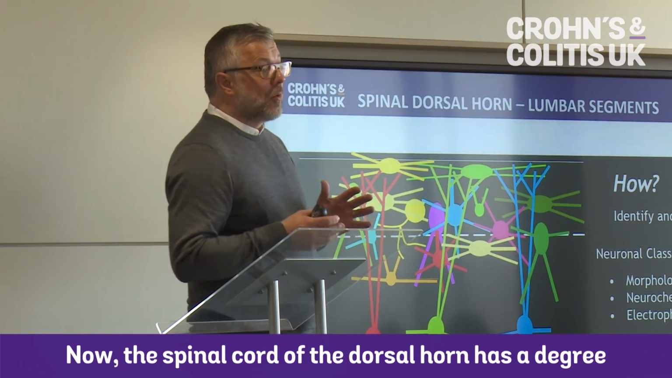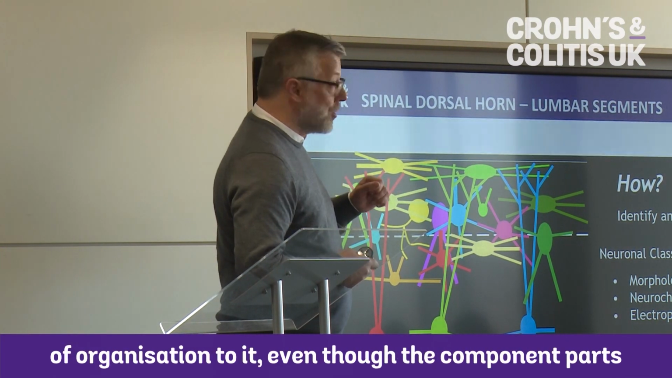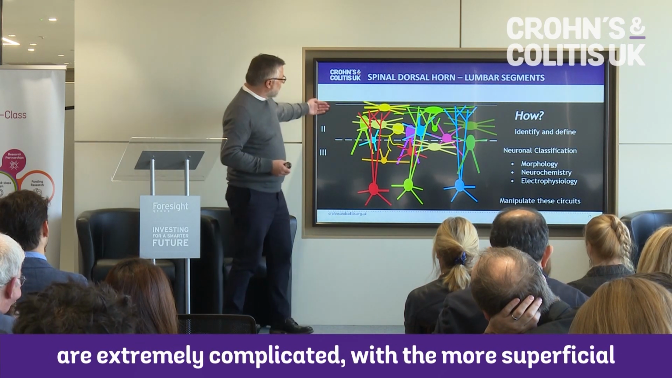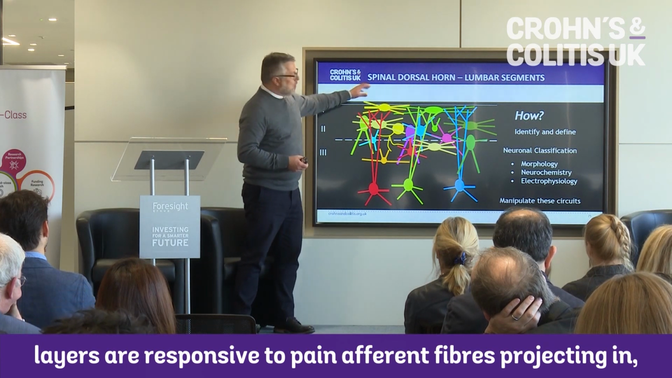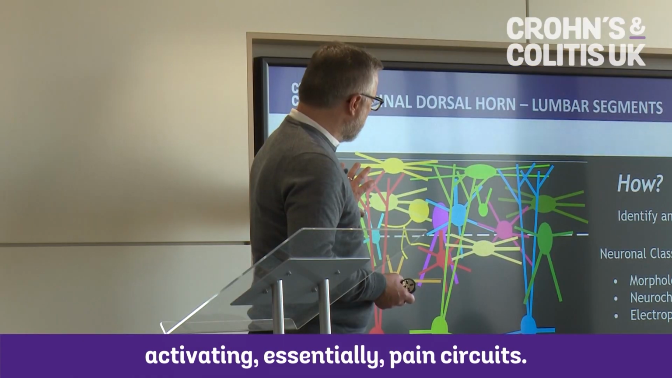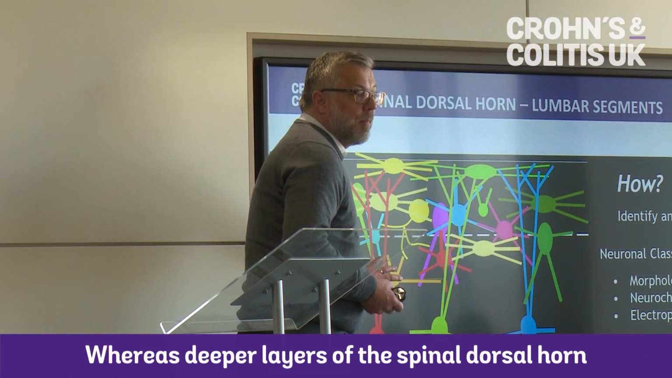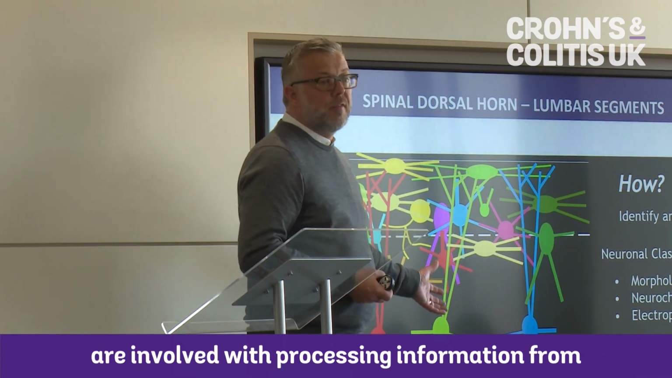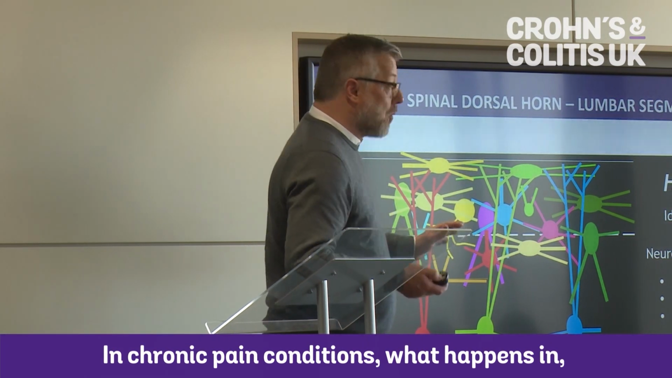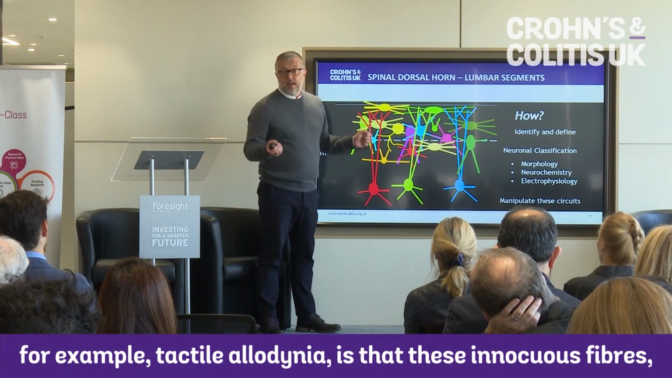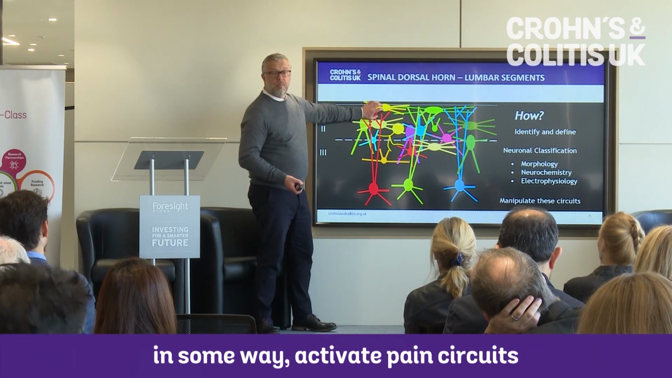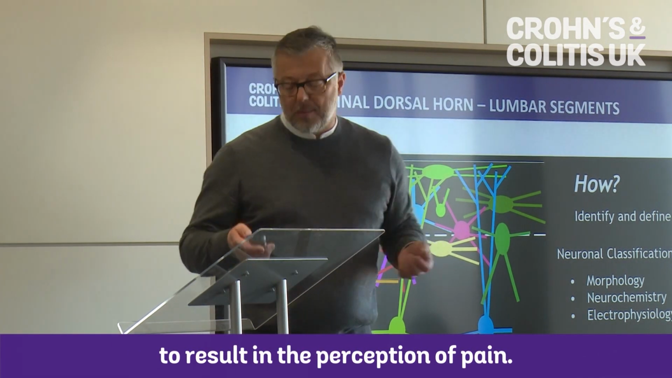Now, the spinal cord dorsal horn has a degree of organization to it, even though the component parts are extremely complicated. The more superficial layers are responsive to pain afferent fibers projecting in and activating pain circuits, whereas deeper layers of the spinal dorsal horn are involved in processing information from innocuous tactile stimulation. In chronic pain conditions, what happens in, for example, tactile allodynia is that these innocuous fibers in some way activate pain circuits to result in the perception of pain.